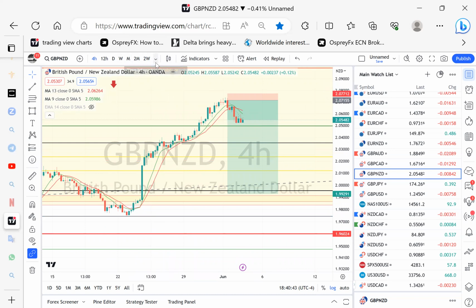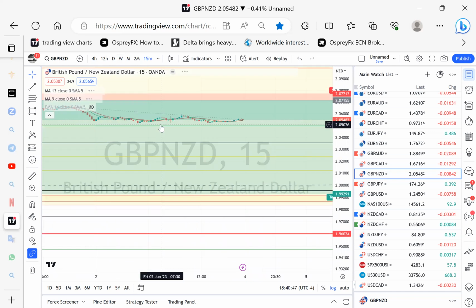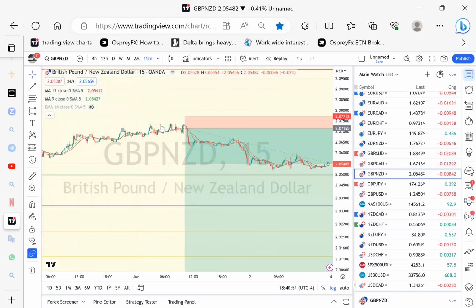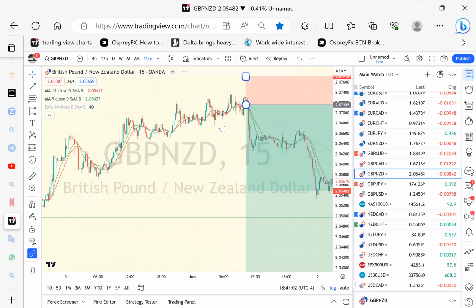So I just immediately dropped down to the 15-minute time frame. Okay, on the 15-minute time frame, this is exactly what I saw. All these higher highs, and then I saw the lower high. Once I saw the lower high, and it pushed down, I opened up my trade right here for the sale.